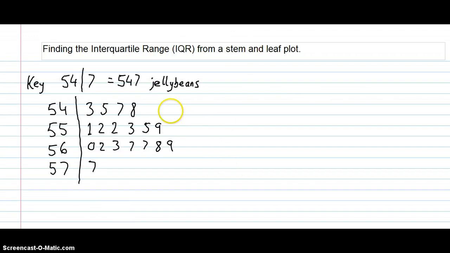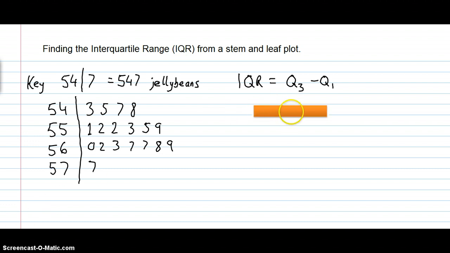Okay, let's see how we can use a stem and leaf plot to find the interquartile range, which is a measure of the variability of the data. It's a measure of how much the data is spread out in one regard. Now hopefully you remember that the interquartile range is found by this equation, Q3 minus Q1.